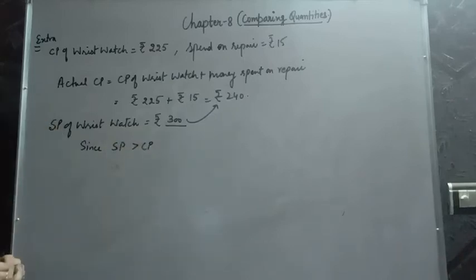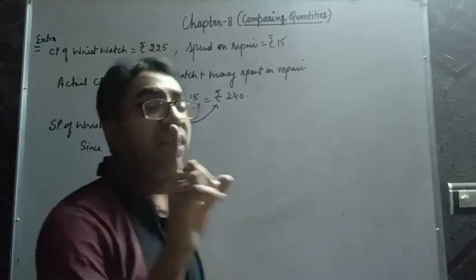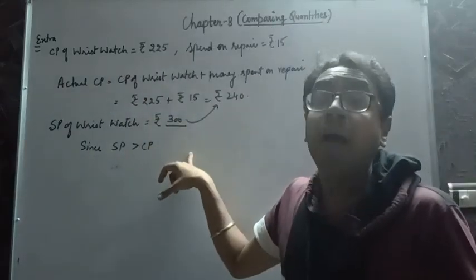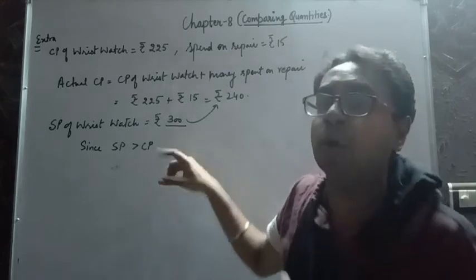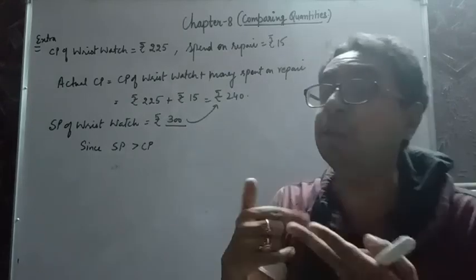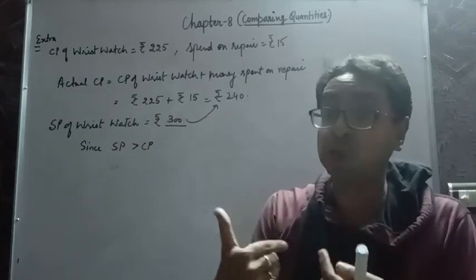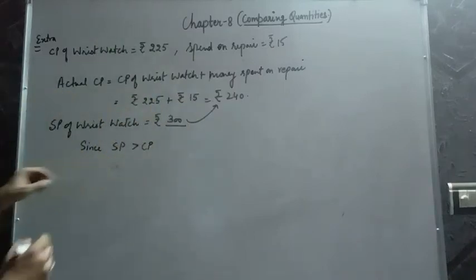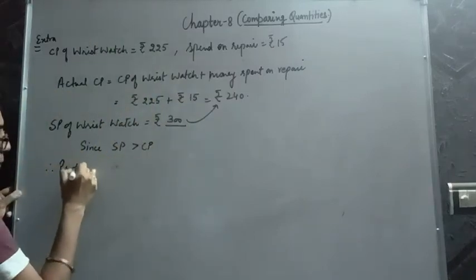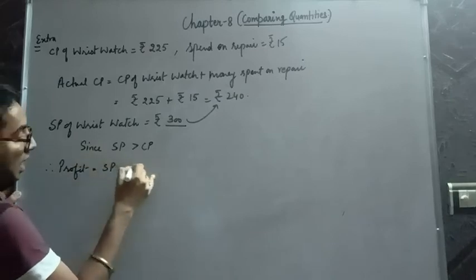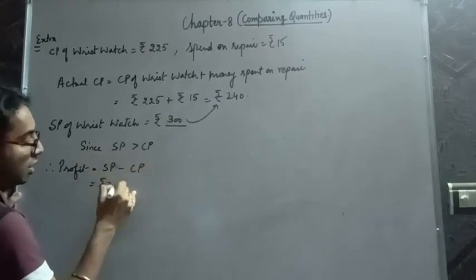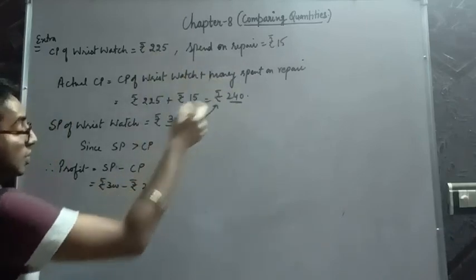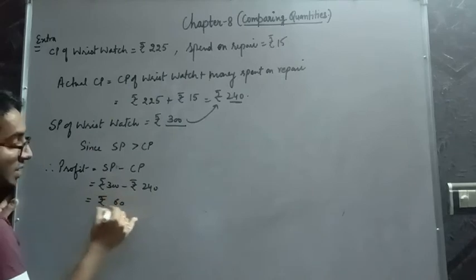In some situations, a teacher like me will never give you directly that find profit and loss. I'll ask you, on this transaction, what is there? Profit or loss? I will not tell you directly. I'll give you the situation and ask whether it's profit or loss. So you need to be very careful, okay? Since here SP is greater than CP, therefore there is profit, of what amount? Profit is SP minus CP. What is SP? 300. What is CP? 240, not 225. Actual CP will be considered. Hence, rupees 60 is the profit.